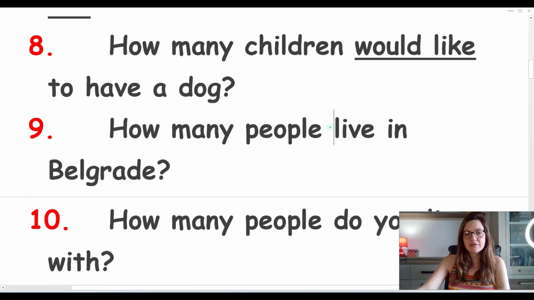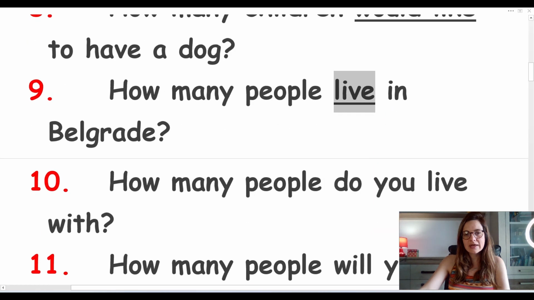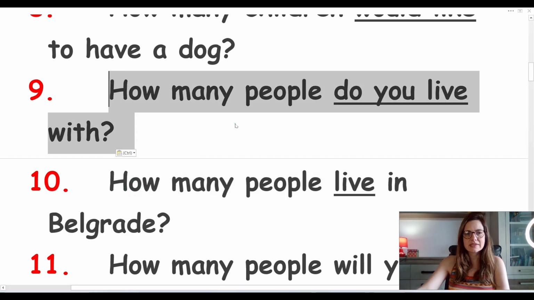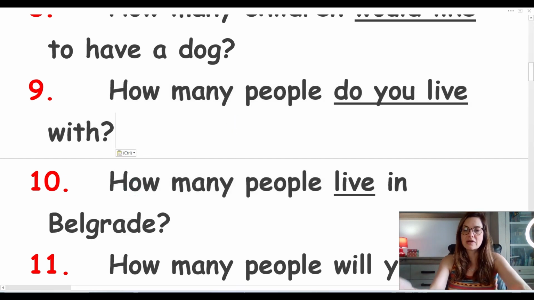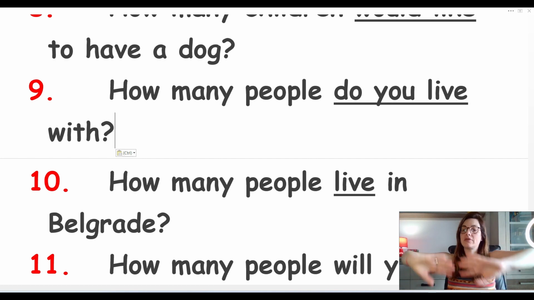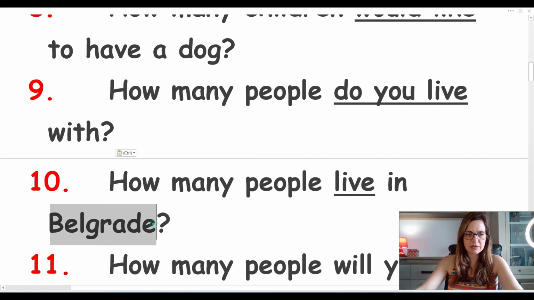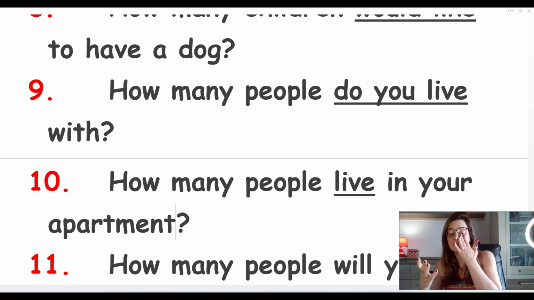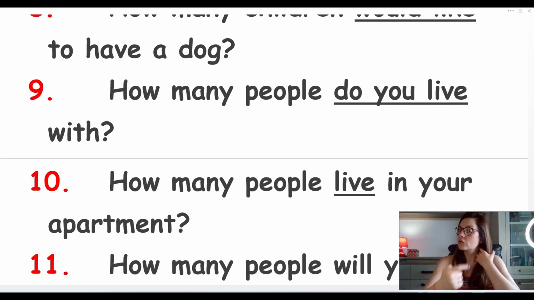Okay, how many people live in Belgrade? And how many people do you live with? Okay, we will put it like this. How many people do you live with? You are the subject. I live with 3 other people. How many people live in your apartment? Maybe better. 4 people live in my apartment, including me. So 3 people and me, myself, and I live in the apartment.